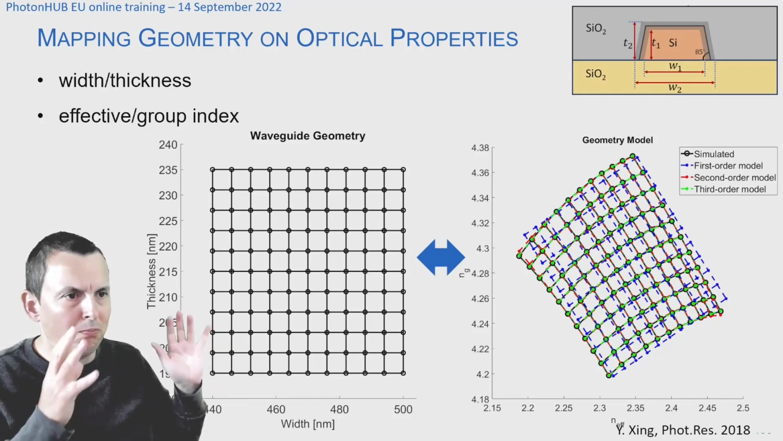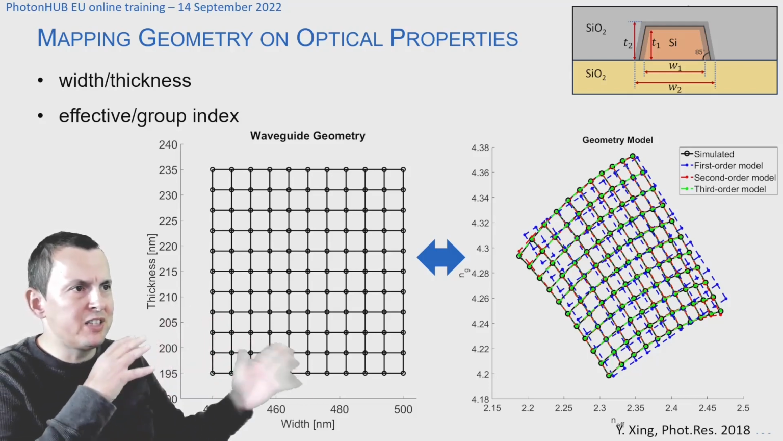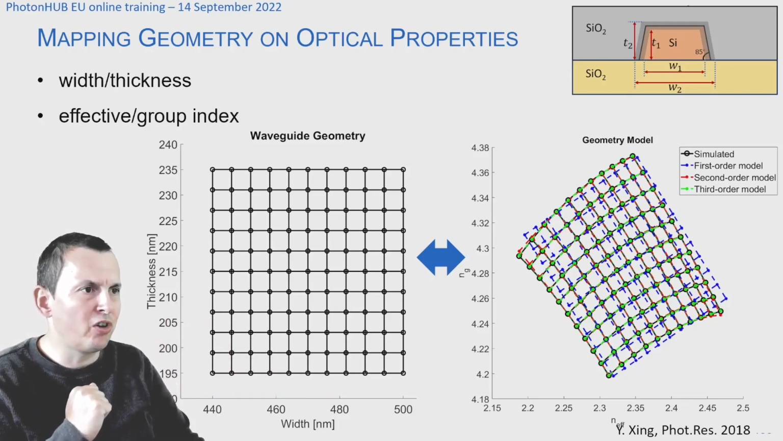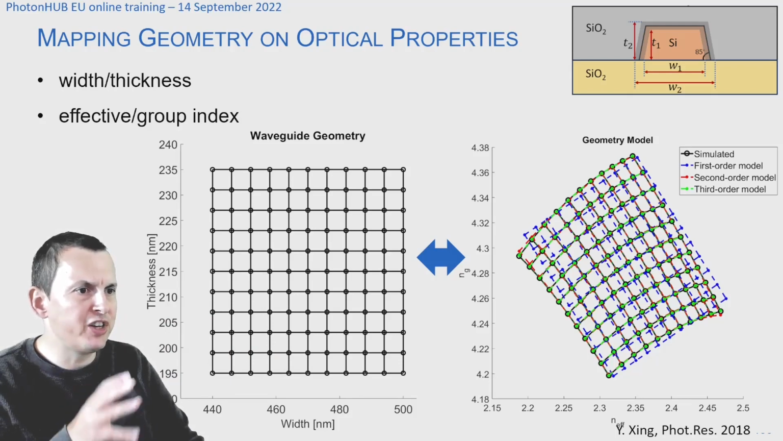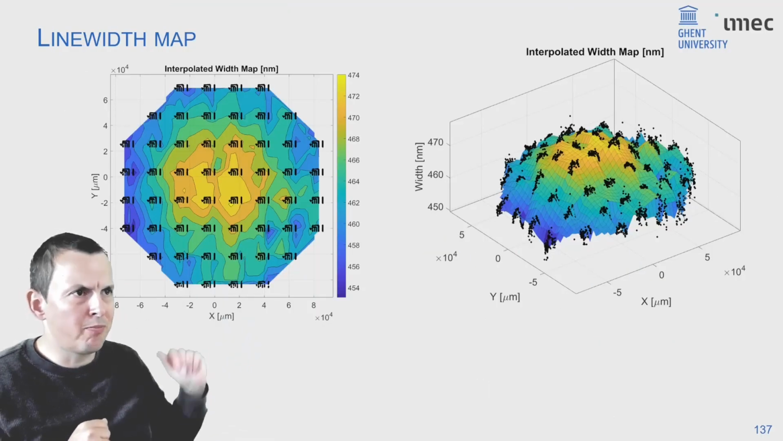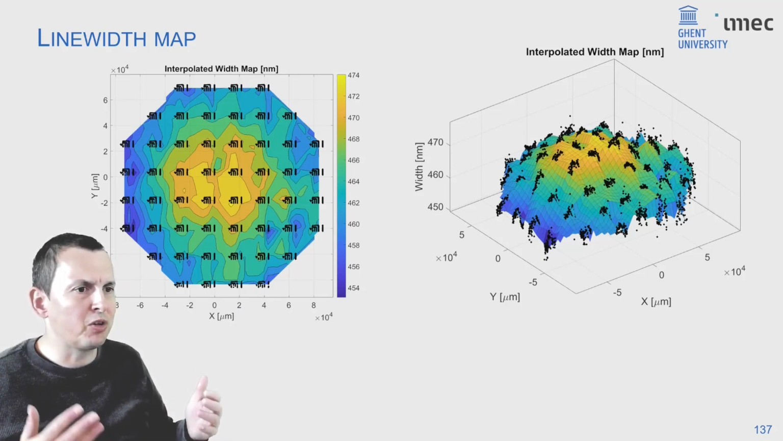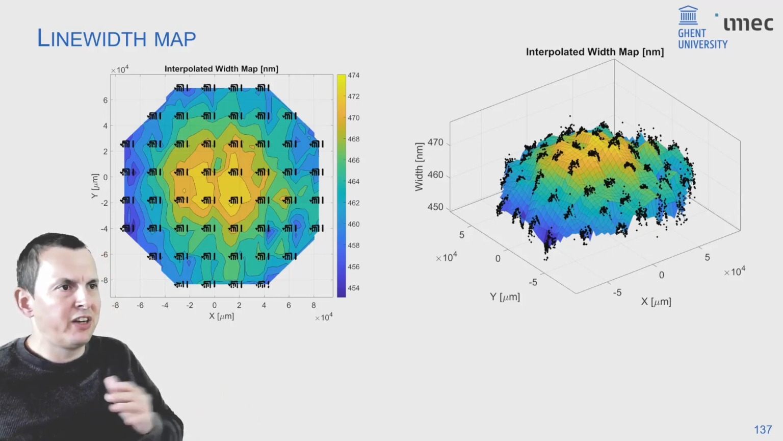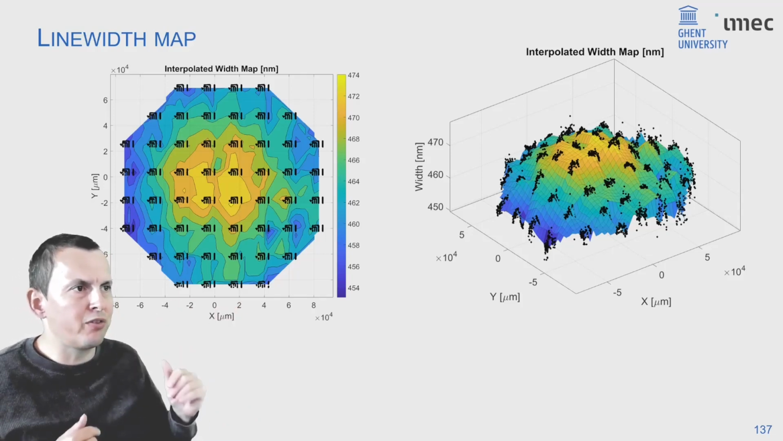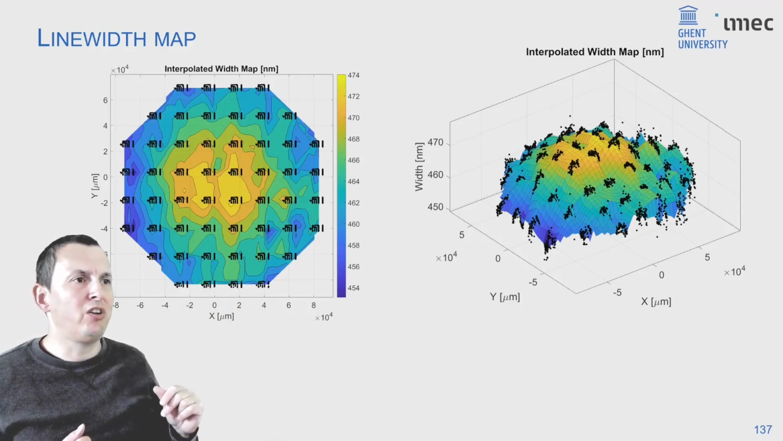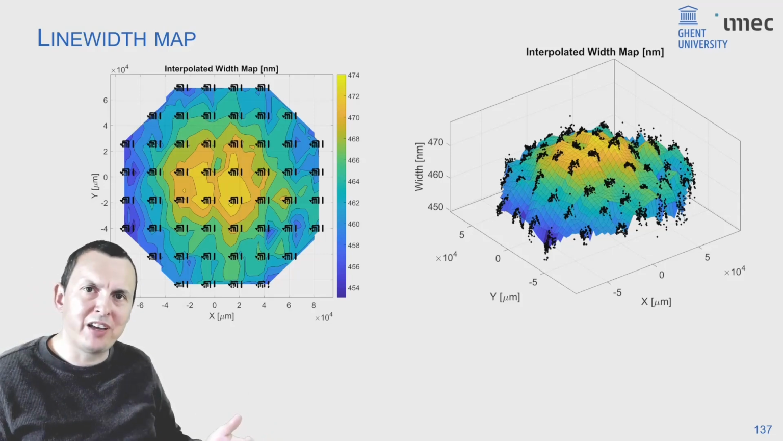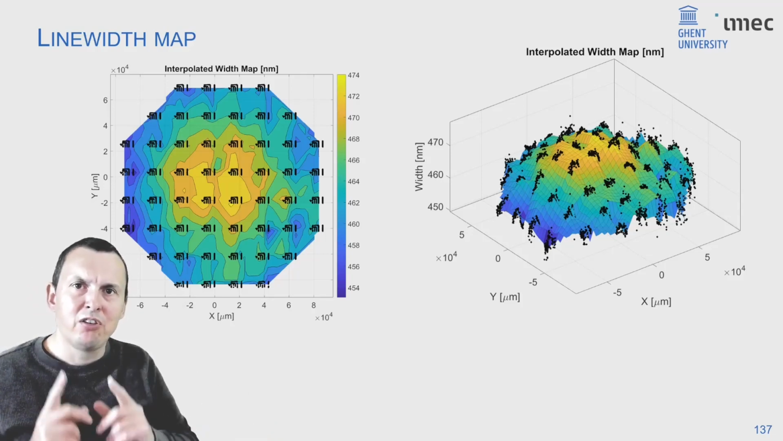Now, if you now have this map, and you know how, for instance, the line width of your waveguide changes over the wafer, and for instance, this is a map of line width over a wafer, you see that the line width varies with like 20 nanometers from the edge to the center of the wafer. That's quite a lot of variation. We were complaining about the 1 nanometer variation earlier. Here we're talking about 20 nanometer variation over a wafer. You can imagine how much that will affect your effective index and your group index of your waveguide, and as a result, how much that will affect your circuit.